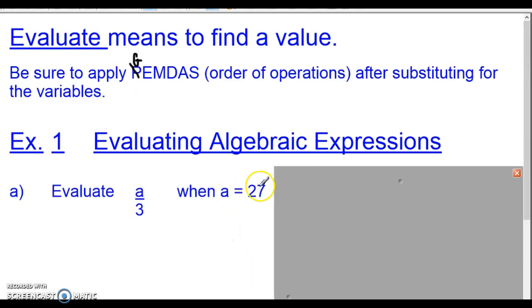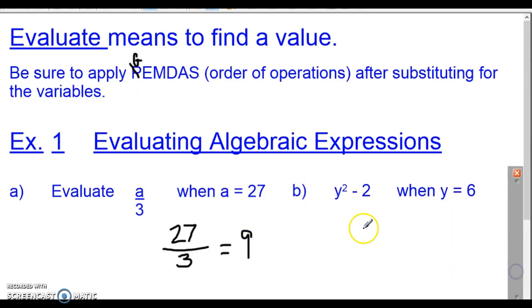So a over 3. I'm going to take this 27 and substitute it for the a. 27 over 3. Now this symbol right here means division, so I'd say in and out. 27 divided by 3 equals 9. And then going on over here, y squared minus 2, so we'd have 6 squared minus 2. The mistake that most people are going to make right here is saying 6 times 2 rather than 6 times 6. So this would actually be 36 minus 2, which would give you 34.